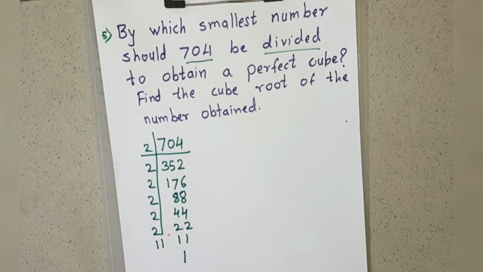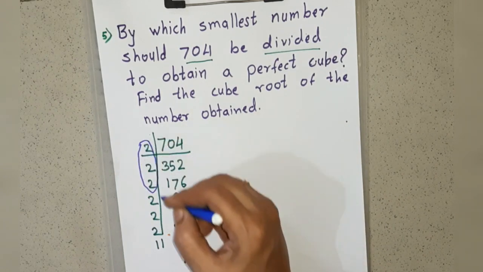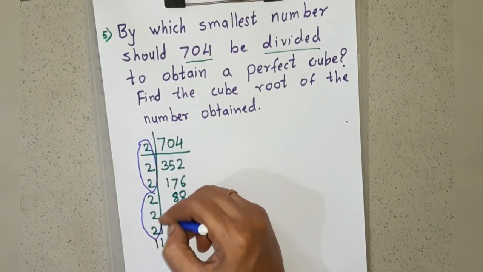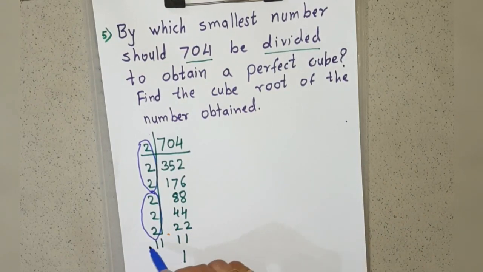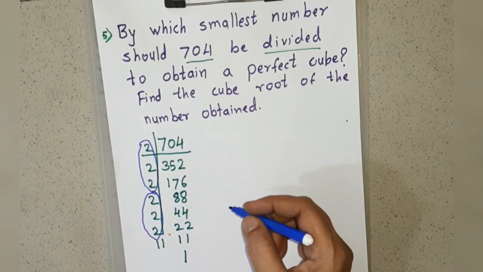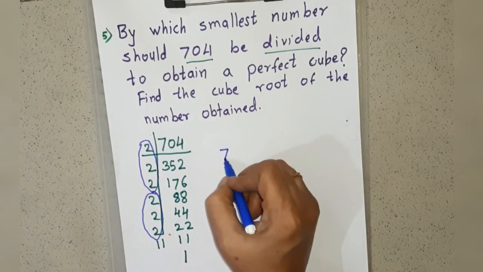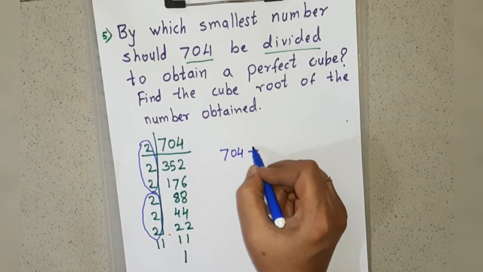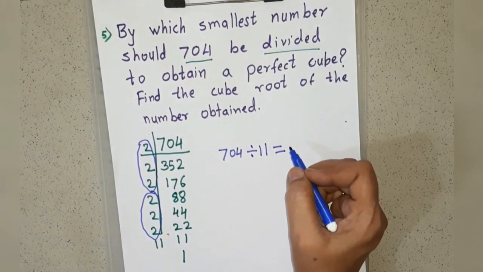So now when we look at it, we have a triplet. There is one more triplet. And 11 is the prime which is left alone. So let us get rid of it. If I remove this 11, then the number which is left is definitely going to be a perfect cube. So the smallest number to be divided is going to be 11. So 704, if I divide by 11, what I get is going to be a perfect cube.